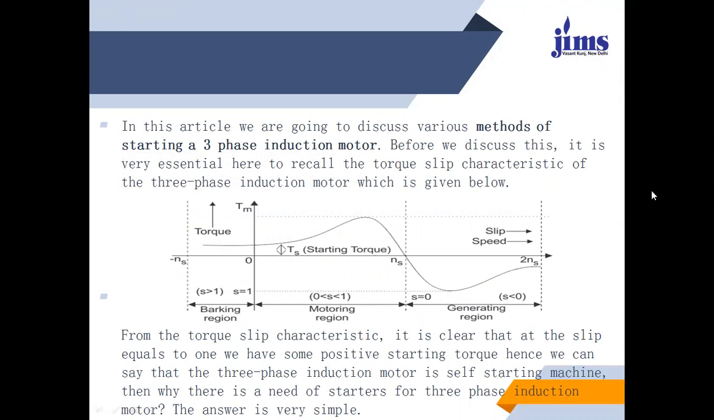In this article, we are going to discuss various methods of starting a three-phase induction motor. Before we discuss this, it is essential to recall the torque-slip characteristics of a three-phase induction motor, which are given below. We also cover that there is a braking region, a motoring region, and a generating region, and the direction of the slip and the speed are inverse to each other. From the torque-slip characteristic, it is clear that at slip equal to 1, we have some positive starting torque. Hence, we can say that the three-phase induction motor is a self-starting machine.